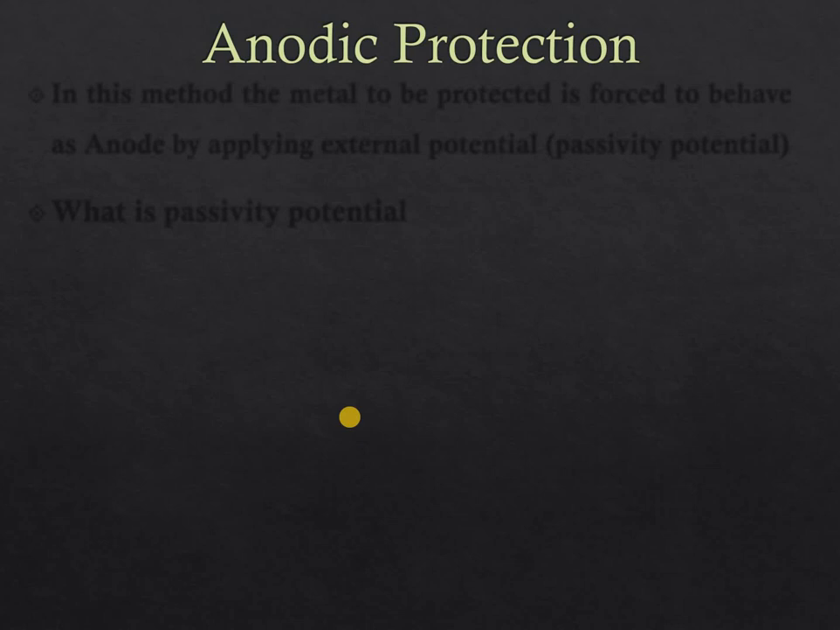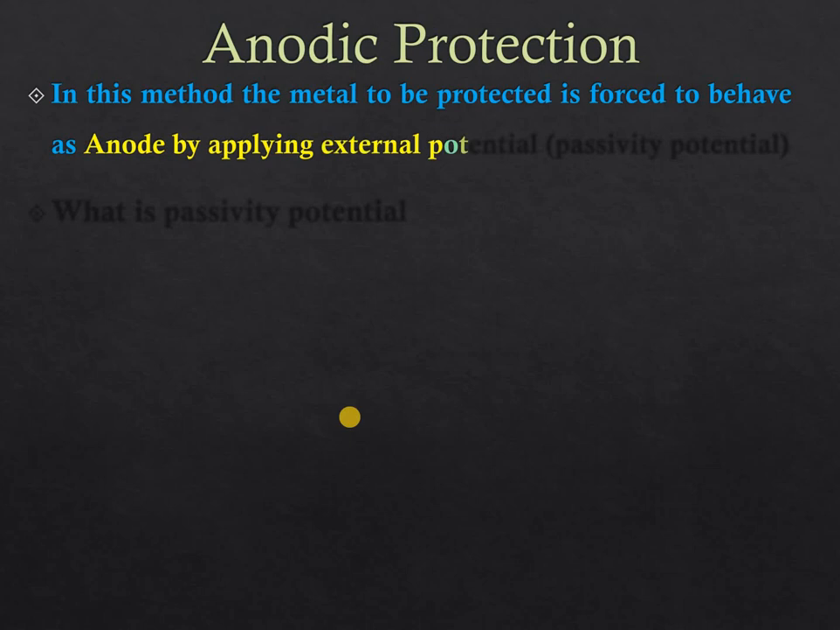Now, anodic protection is the method of metallic protection in which the metal to be protected is forced to behave as an anode by applying external potential, and this potential applied should be in the passivity potential range.